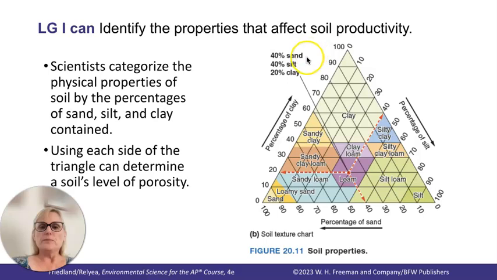And so if we have, for example, 40% sand, 40% silt, 20% clay, we can do sand down here, 40% we find here. Then silt we find up here at 40%. And clay we find here, and we find them all where they meet in the middle, and that is loam, which is kind of the perfect soil. So loam soil is perfect soil.